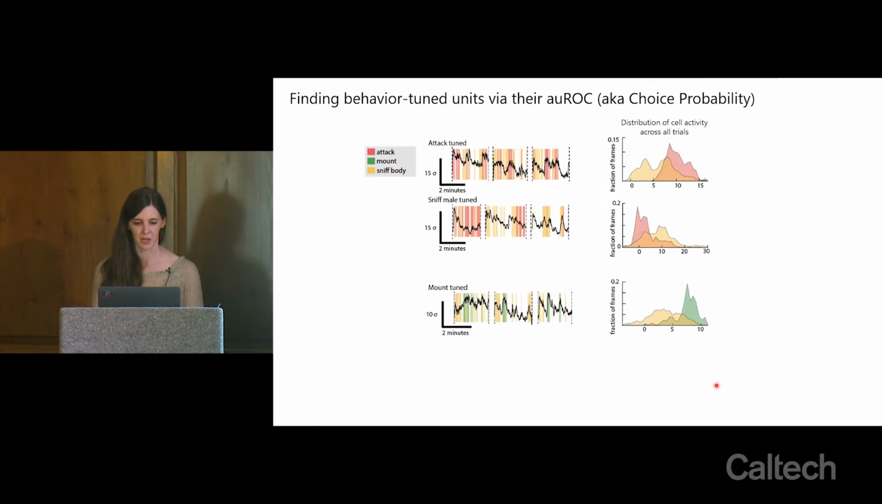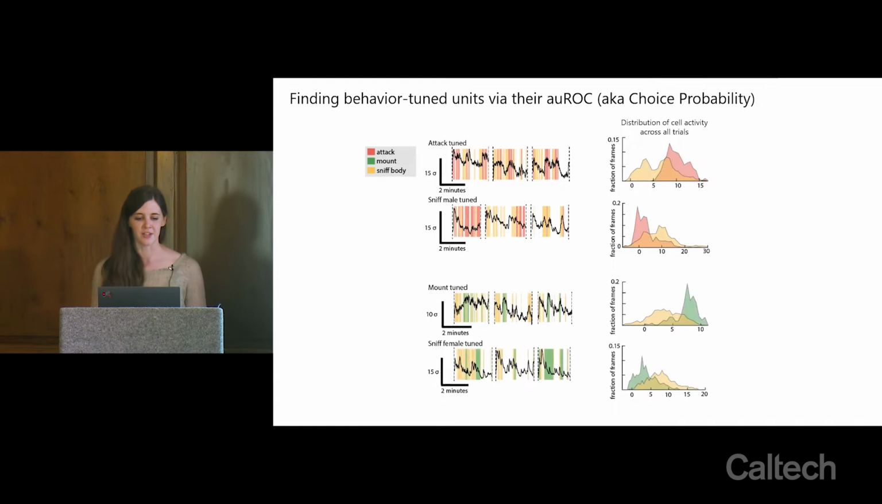So here's a couple examples of cells that had a significant preference for different behaviors in a hypothalamic imaging data set. We had a cell that was preferentially active during attack, another cell that was more active during sniffing and less active during attack, a cell that was a little more active during mounting and less active during sniffing, and a cell that was more active during sniffing and less active during mounting. These cells, one by one, aren't going to perfectly distinguish these different behaviors, but you can at least see that there's some bias in which the cell is a little more active in one condition than another.